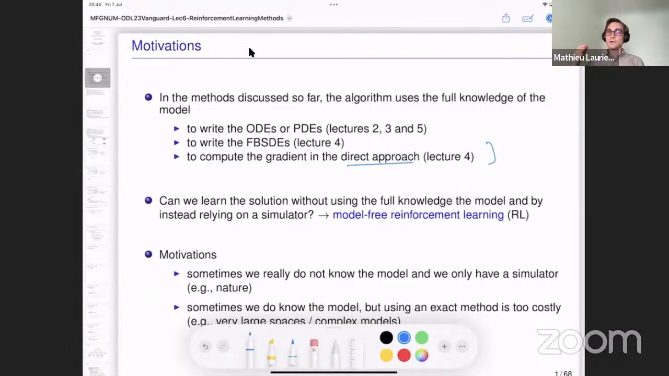The direct approach, basically, you parameterize the control, you compute the cost, and then you make a gradient step. So you could say, I just need to see the cost. I don't really need to see how it is computed. This is true, indeed. You just need to see the loss and you try to tune the control.